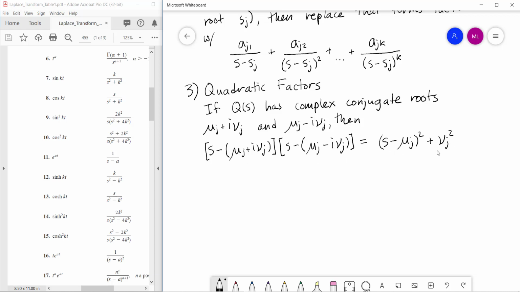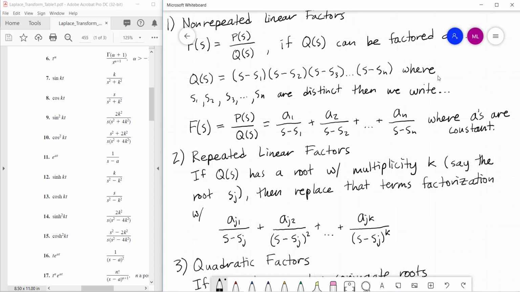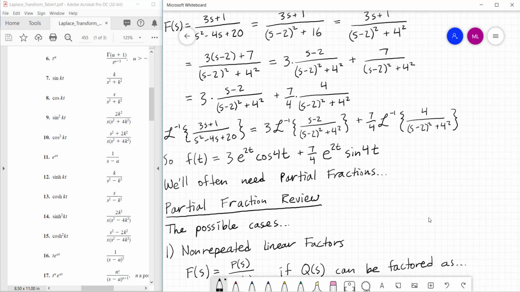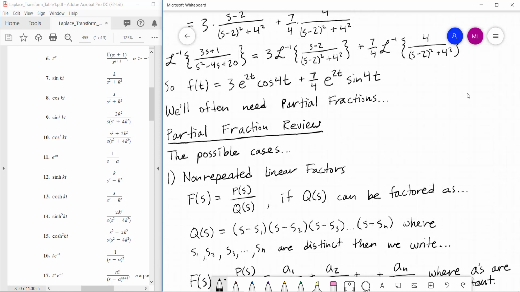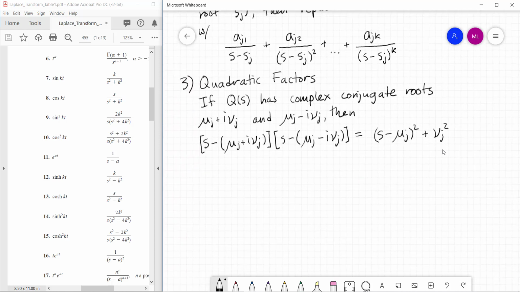These are the types of things we were just dealing with right up here. Here's an example of one that had complex roots, and we just completed the square to find out what that denominator looks like. So that's the idea here. We're doing that same thing. Get the roots into this completed square form. So this is our complete the square form that we need.